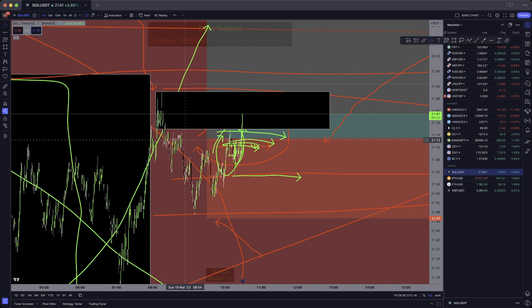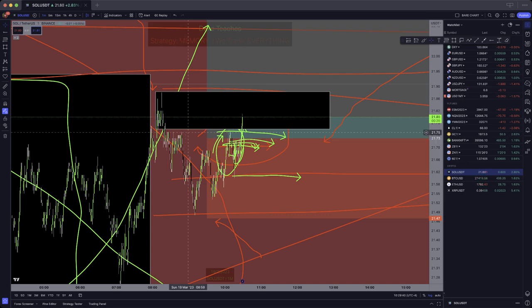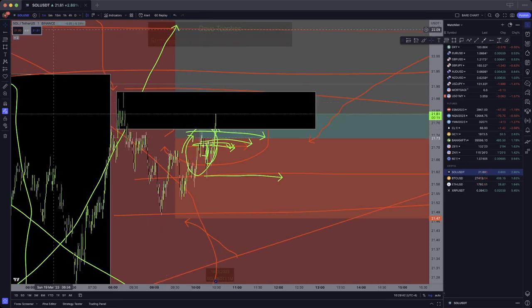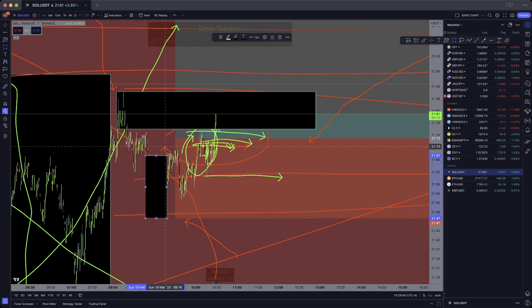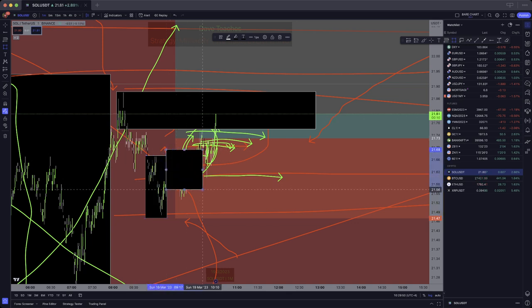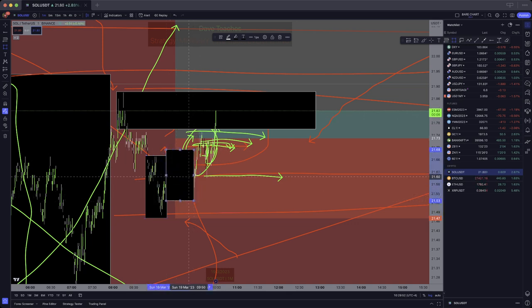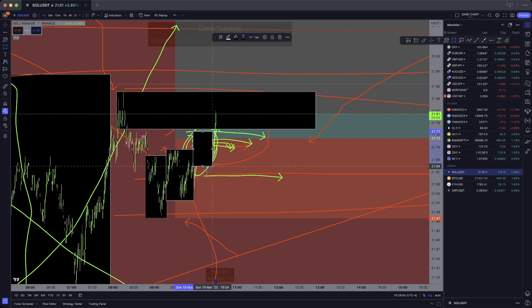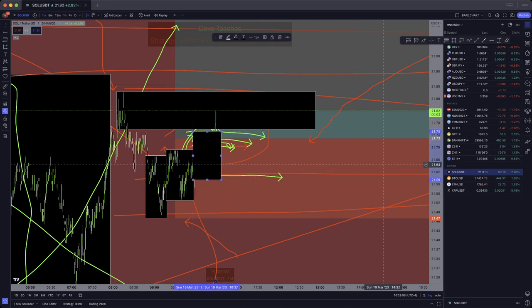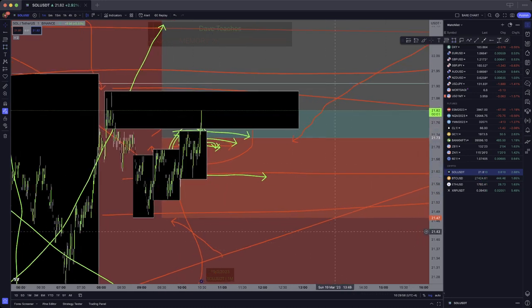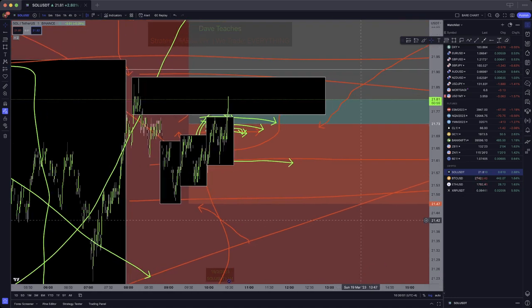What is it that you see in there that makes you believe that we're bearish? One, two, three. What is it that you see in there that makes you believe that?